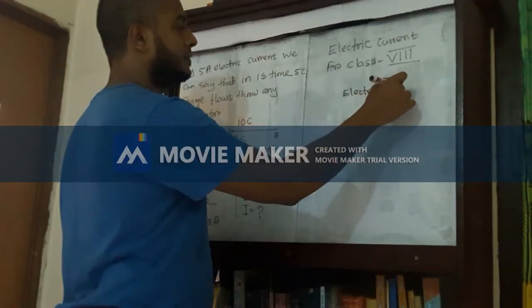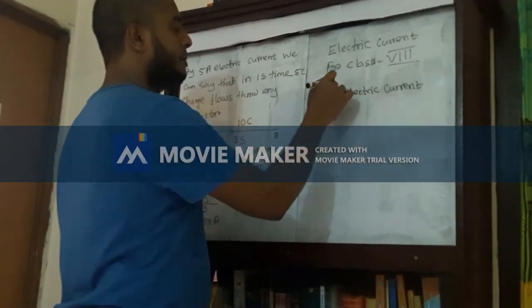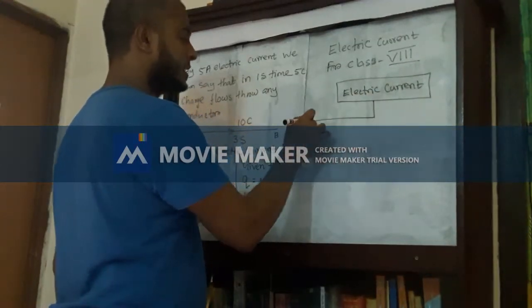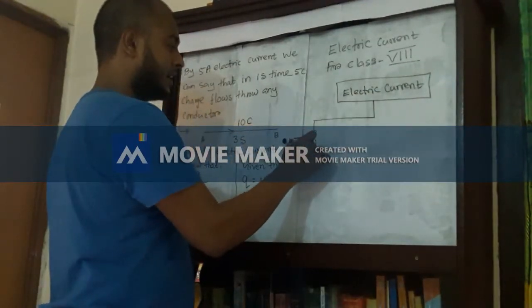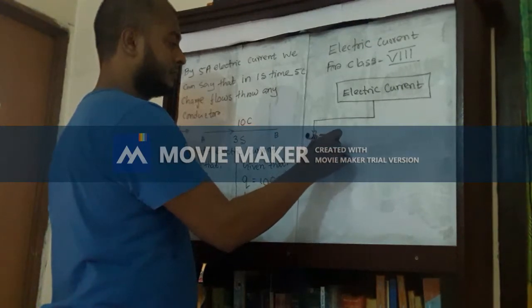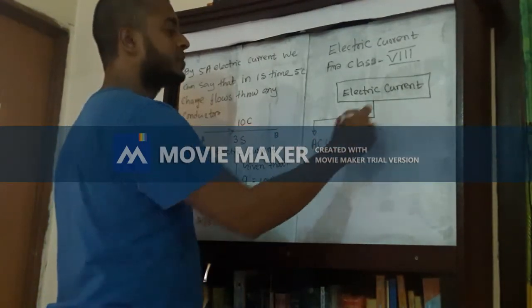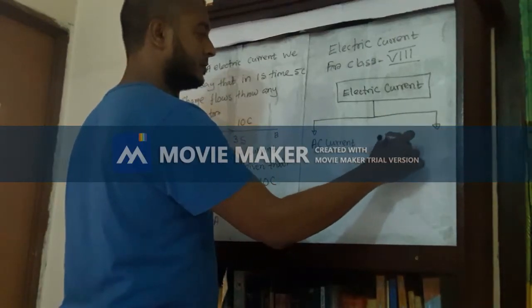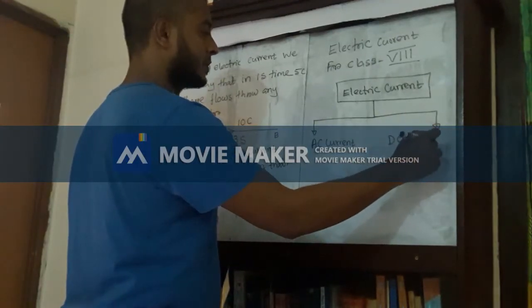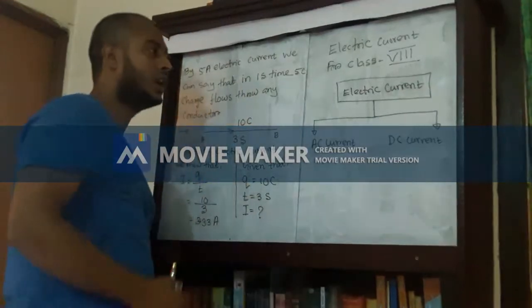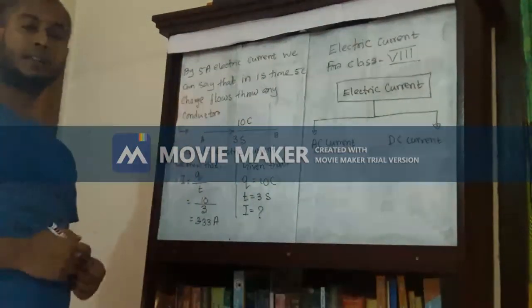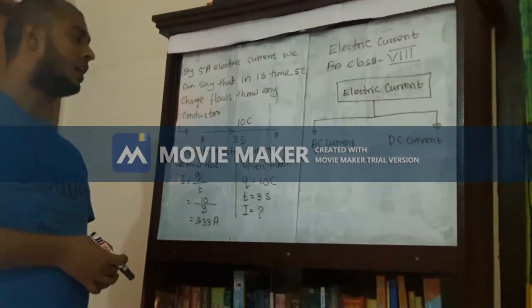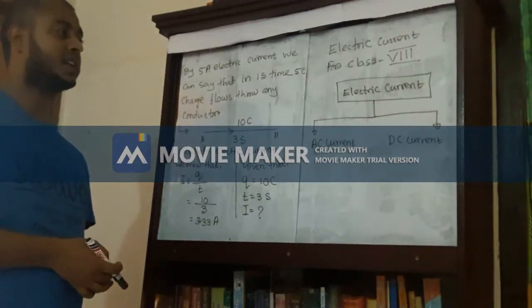Electric current is mainly of two types. The first one is AC current, and the second one is DC current. Then I'm going to discuss AC current.